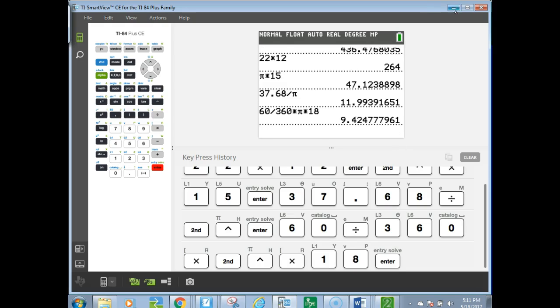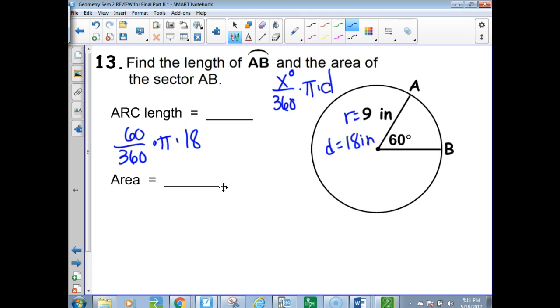And I got 9.4, or 9.42 if you're going to the hundredths place. And that would be just in inches because it's length. It says the area now of the sector. Okay, so that means we're going to find out what this piece of pie or this wedge's size is.